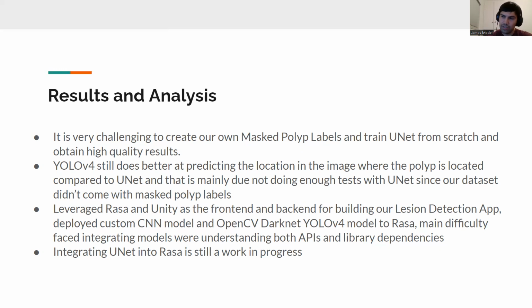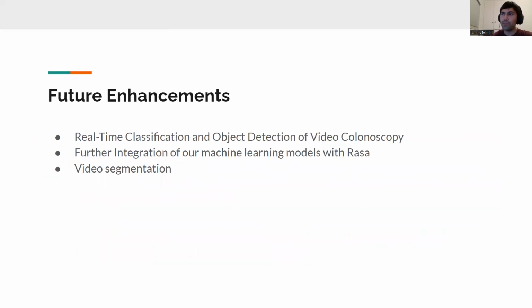And the good thing here is OpenCV has a way to just load in the Darknet model directly, and so we're able to use OpenCV to deploy Darknet that way for YOLO polyp detection. And so UNet is still a work in progress with integrating it into Rasa.